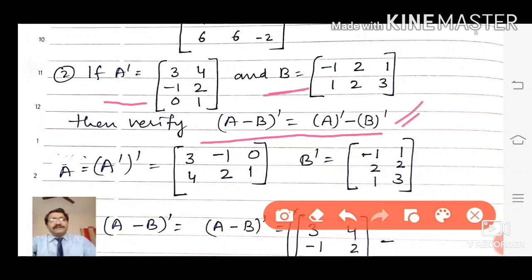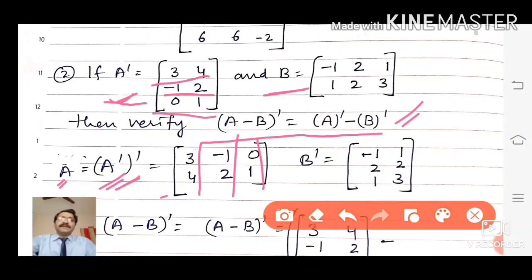So how can we verify this? Look here. Before that, you should know that A is equal to (A transpose) transpose. So A transpose is already given to you. If you find the transpose of this again, you will get A. Means here first row will change into first column, second row into second column, third row into third column. This way we can get A. Here B is given to you and you have to find B transpose. How can we find this? First row you change into first column, second row into second column, so you get B transpose.